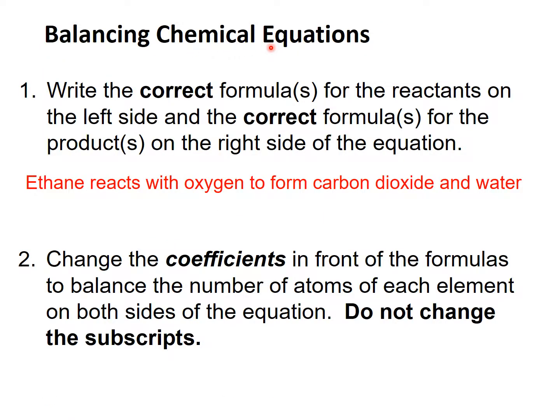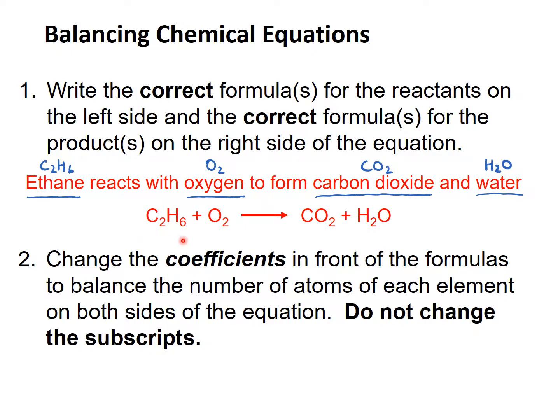Balancing chemical reactions is an important fundamental skill that you will be responsible for in the course. The first step to balancing a reaction is to write the correct formula for each of the reactants and products. So in this example, we have ethane reacting with oxygen to form carbon dioxide and water. The chemical formulas for each of these are C2H6 for ethane, oxygen is a diatomic gas, carbon dioxide is CO2, and water is H2O. Putting these together gives us C2H6 plus O2 produces CO2 plus H2O.